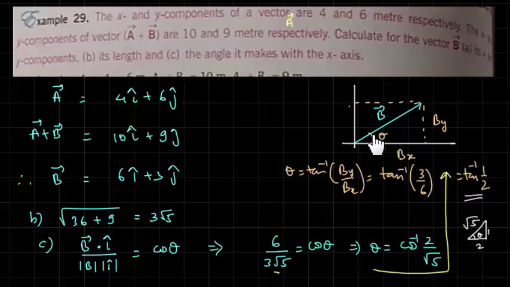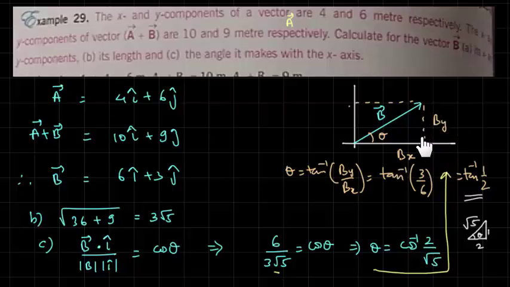Also you can visually think of it like this. This is B, which is 6I cap plus 3j cap. So the component of B vector along x-axis is 6 and along y-axis it's 3. So if this angle is theta, which it is making with the x-axis, then tan theta is By upon Bx.